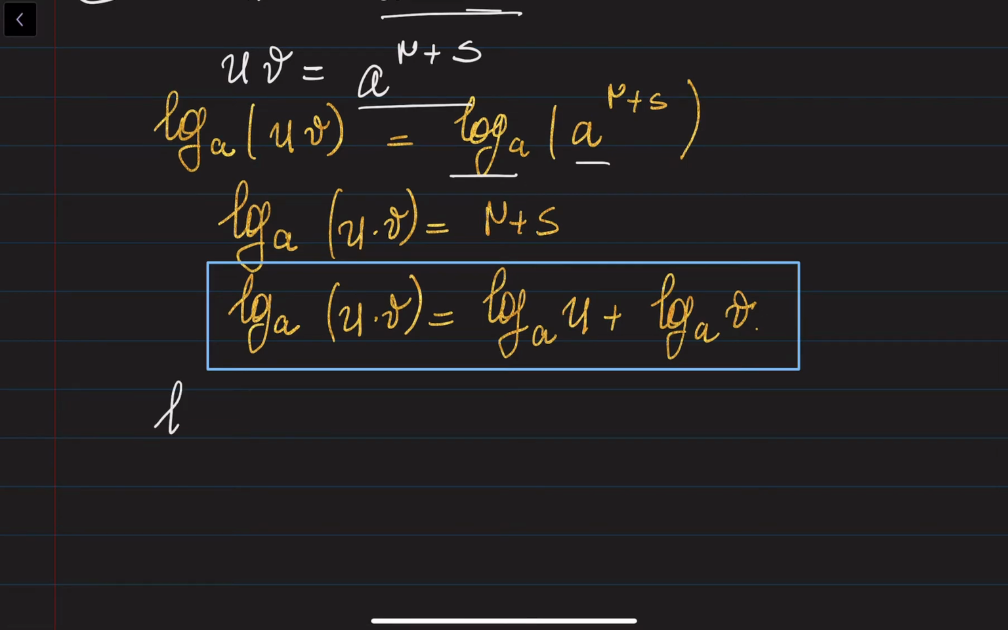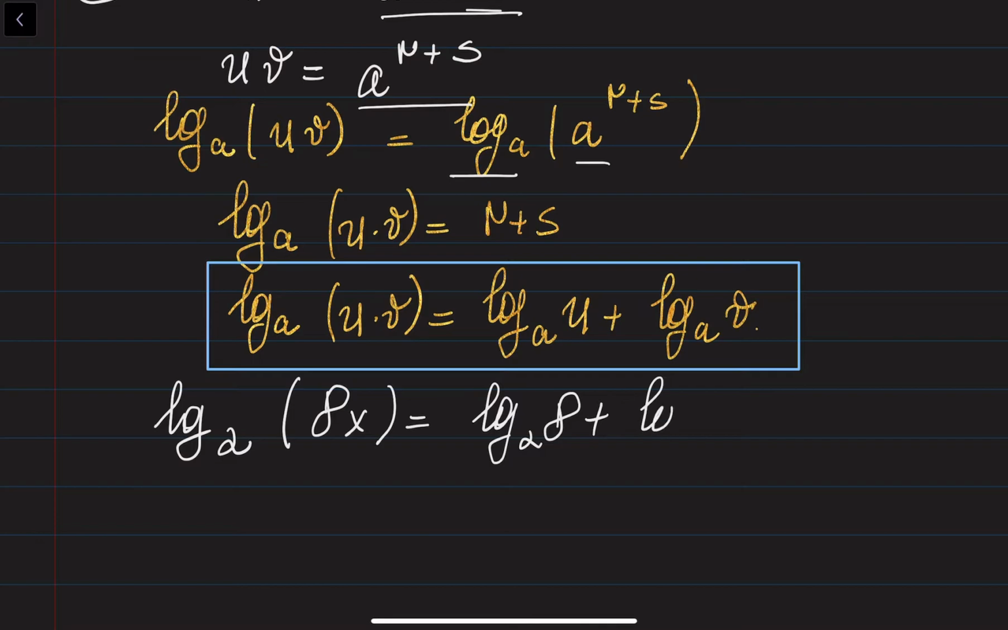So let's say sometimes you need to deal with this kind of equation, logarithm of base 2 of 8x, right? Then you can just write this down as the logarithm of base 2 of 8 plus the logarithm of base 2 of x, which is going to be 3 plus the logarithm of base 2 of x. So let's try to prove the second property.